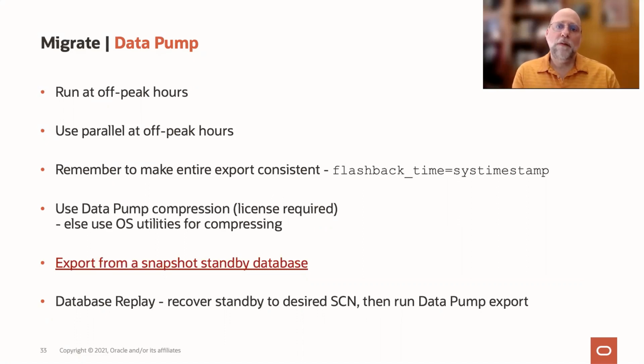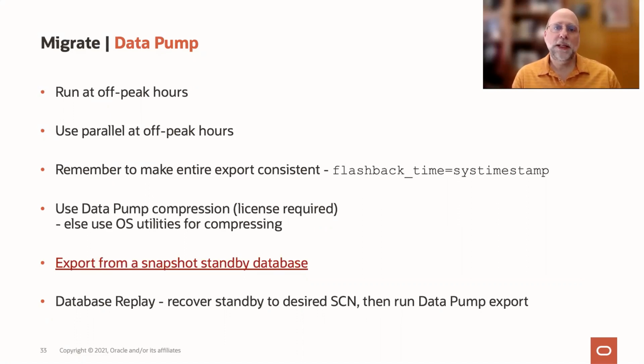When you're migrating from a production system that's active in any way, then you need to set the FLASHBACK_TIME or FLASHBACK_SCN parameter to get a completely consistent export from the first table that's exported to the last. So that's going to be very important as well.